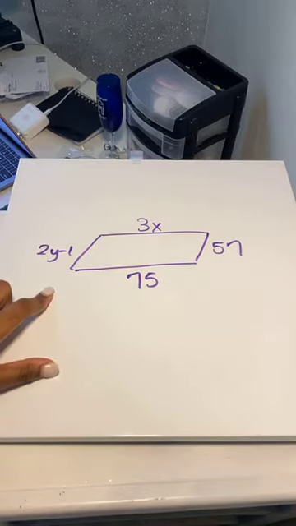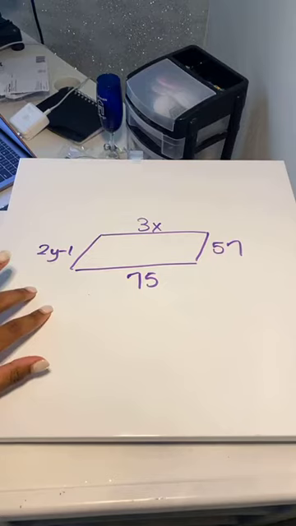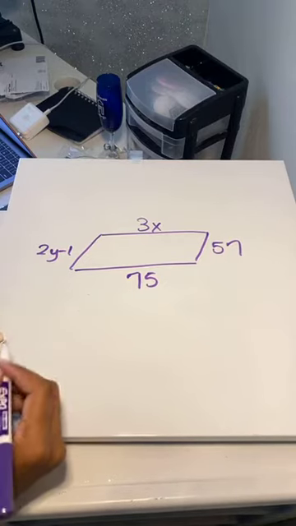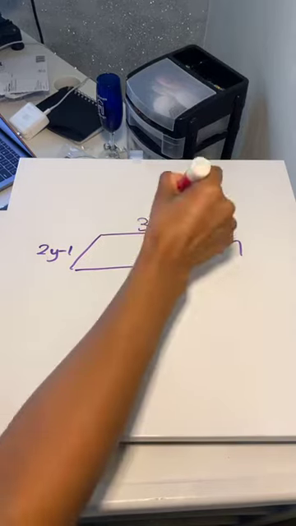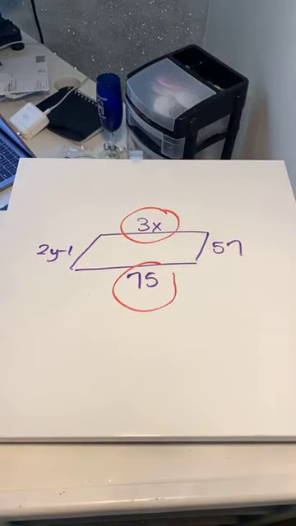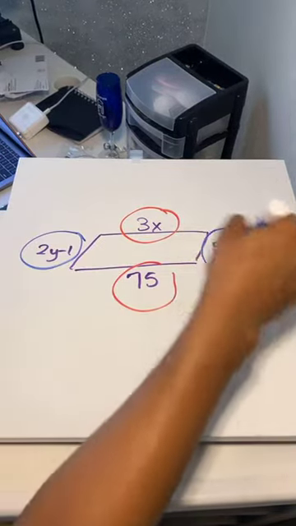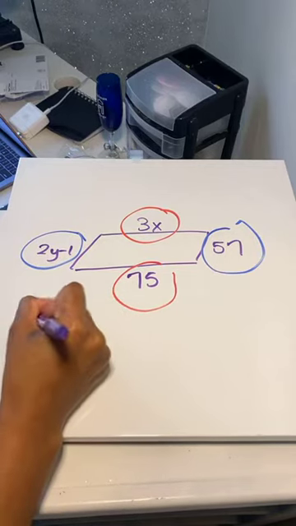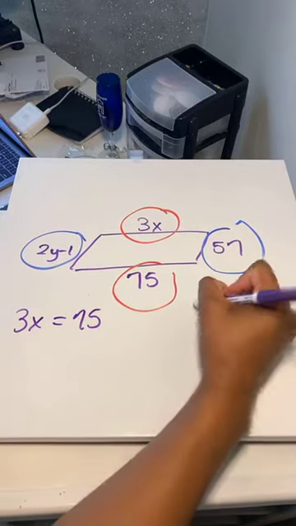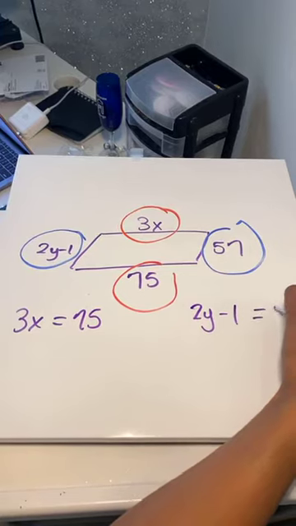All right, this is for Victor. So, Vic, if it has numbers on all the sides, you just take it step by step. I'm going to set the top equal to the bottom. Then I'm going to set the left equal to the right. So now I got 3x equals 75 and 2y minus 1 equals 57.